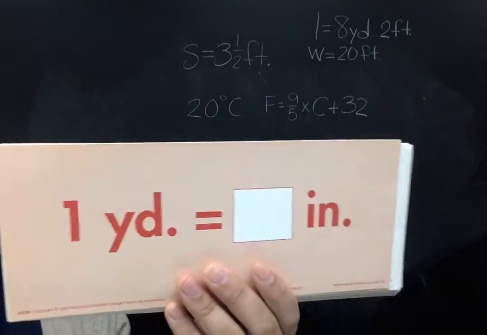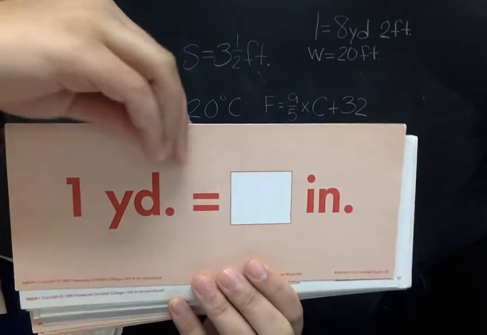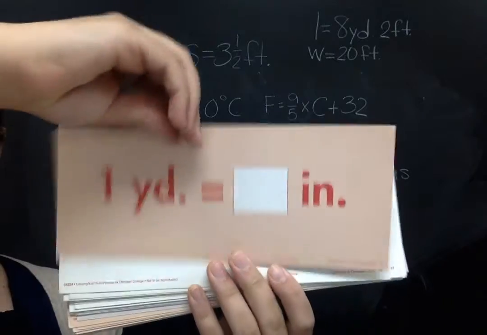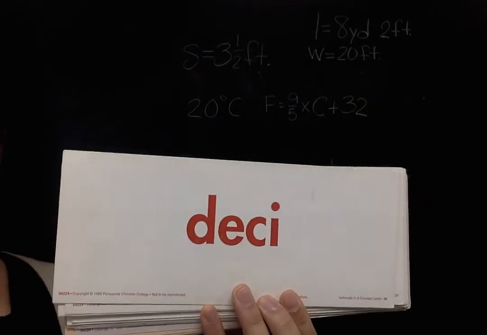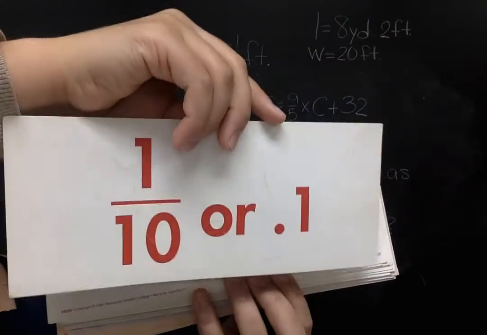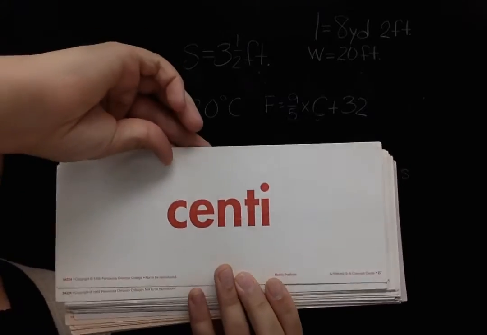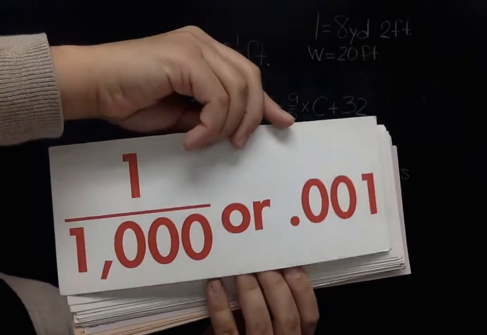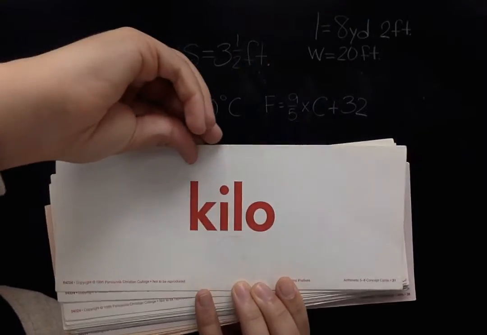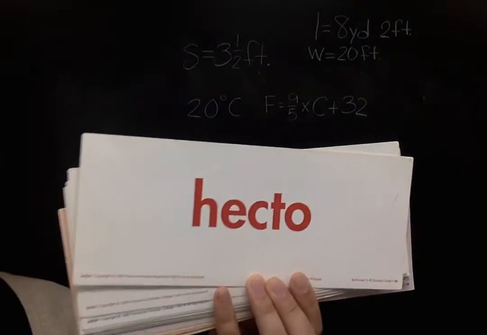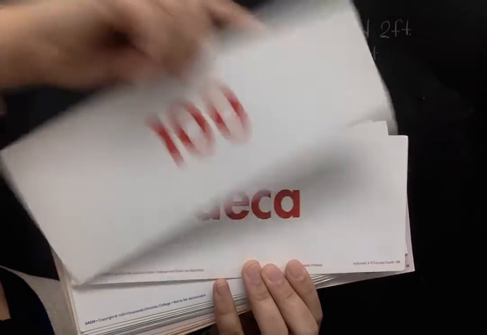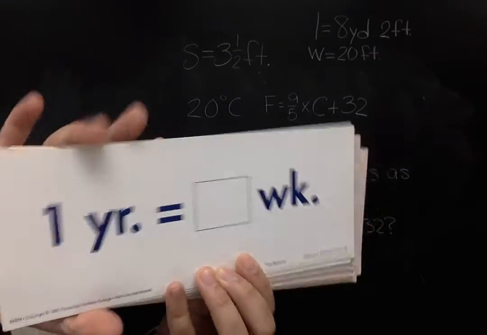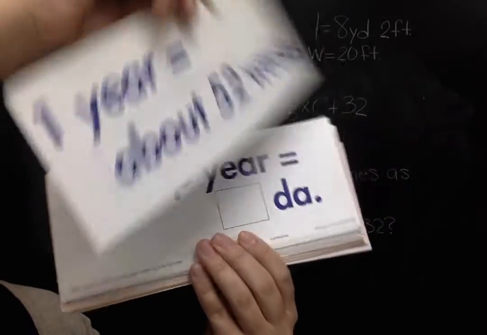Okay, now we have some that we've learned more recently than we've learned the geometry terms. 1 yard equals how many inches? 36. Deci means 1/10, centi, 100th, milli, 1,000th, kilo, 1,000, hecto, 100, deca, 10.